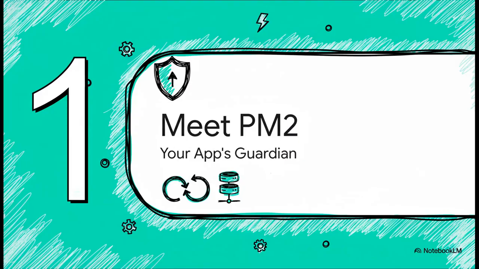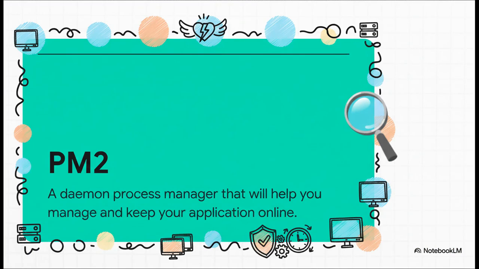Well, good news. There is a better way. It's time to meet PM2, your app's guardian. Seriously, I want you to think of it like a relentless, totally dedicated bodyguard for your application, and it is always on watch. So, what is this thing exactly?